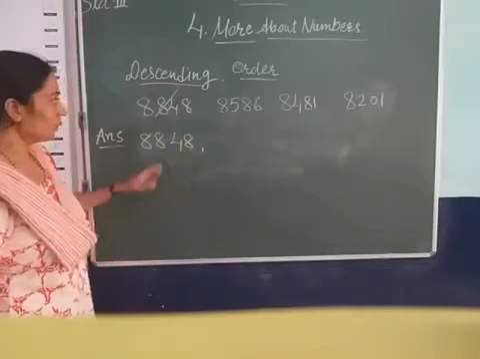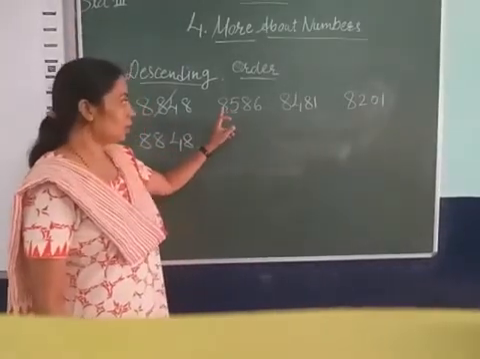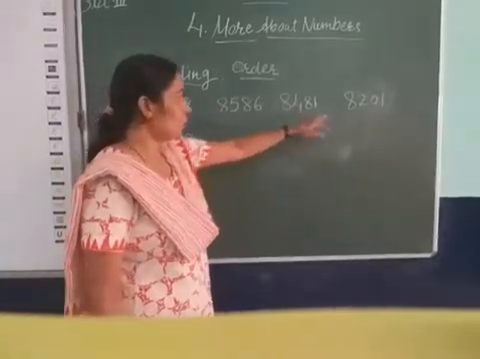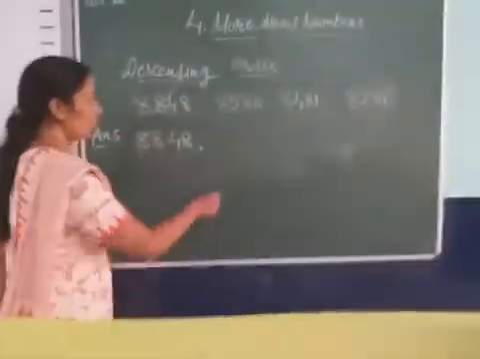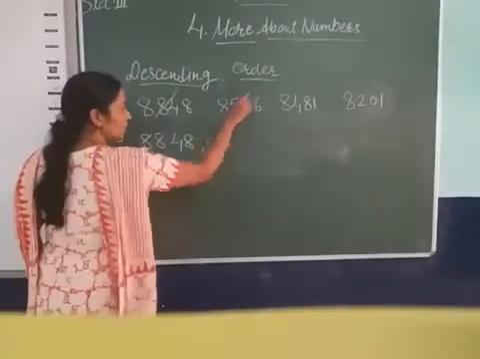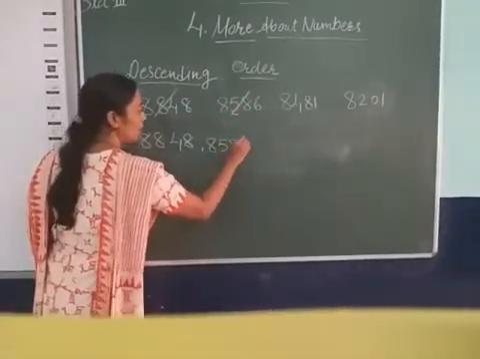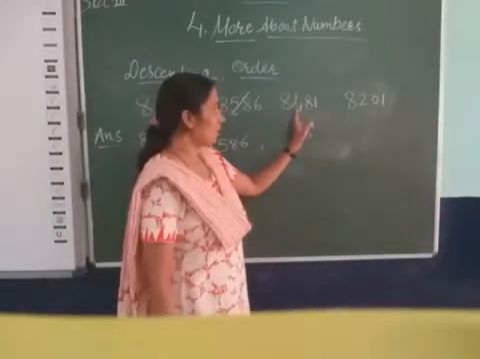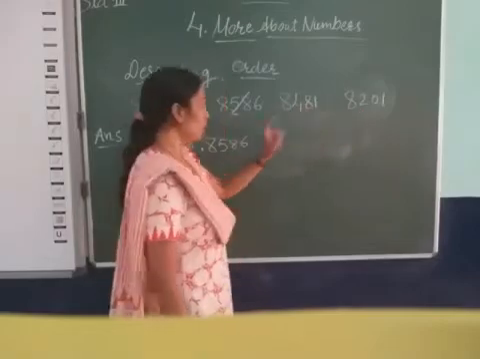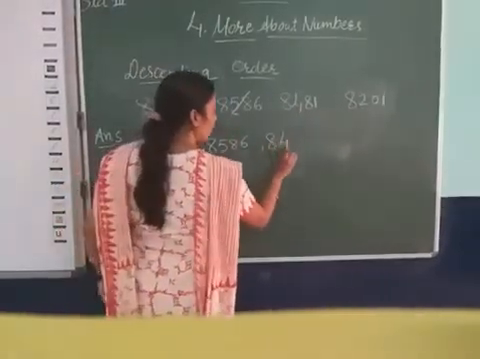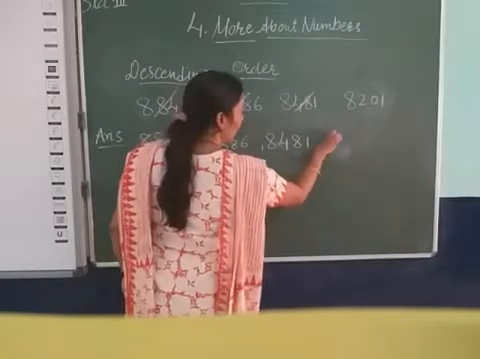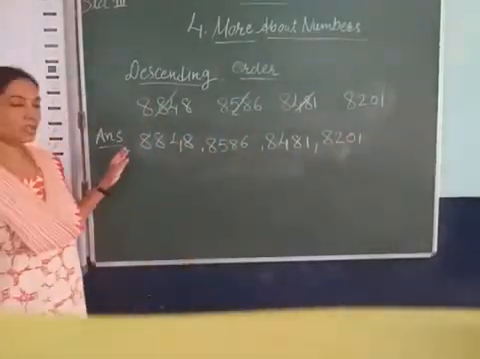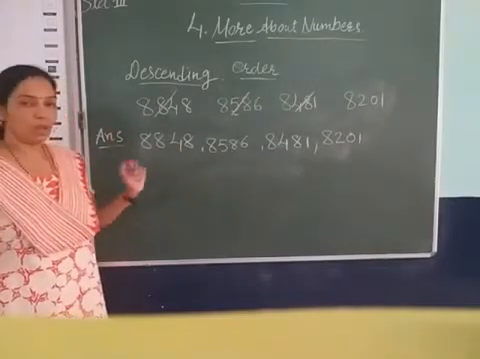Put a comma. The next: now we start comparing from the hundred place. 5, 4, 2. Which is the greater? 5. So cut it here: 8586. Put a comma. Now compare this 8, 4. This is 4, this is 2. So we take first 8481, and the last one 8201. So this is the answer for the descending order, greater to smaller.